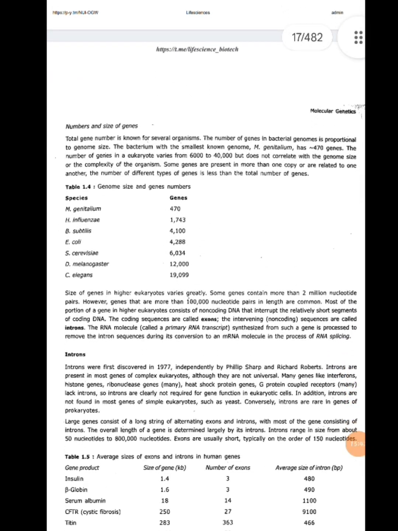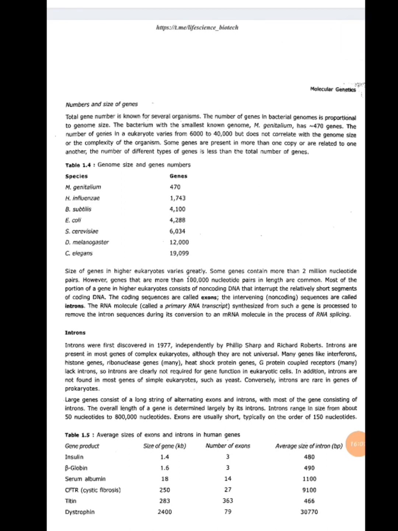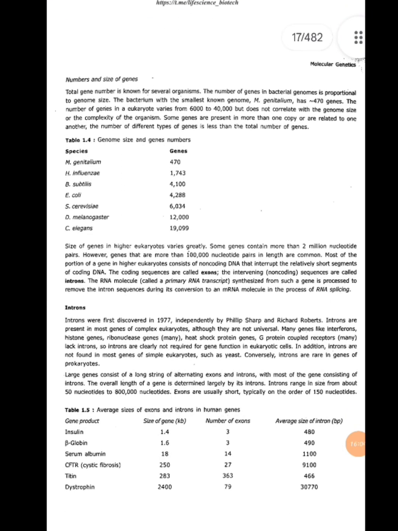Now the number and sizes of genes. For several organisms the sizes are different. In the bacterial genome, the number of genes is proportional to genome size, and the bacterium with the smallest known genome is M. genitalium, with just 470 genes. In eukaryotes it varies from 6000 to 40,000 genes, but in eukaryotes you cannot correlate the number of genes with genome size. Some genes are present in more than one copy or are related to one another, so the number of different types of genes is less than the total number of genes.